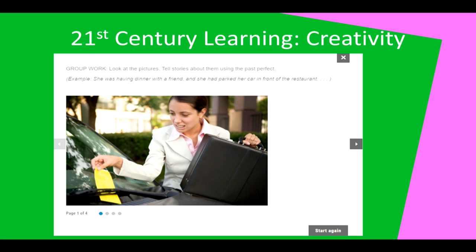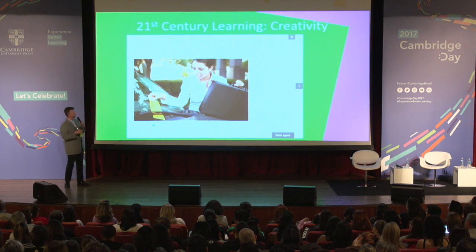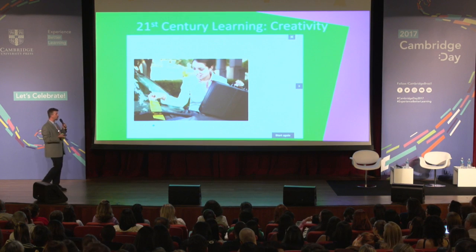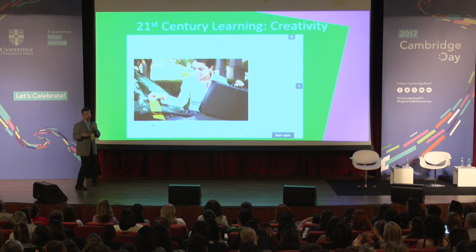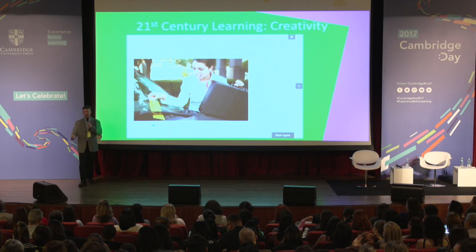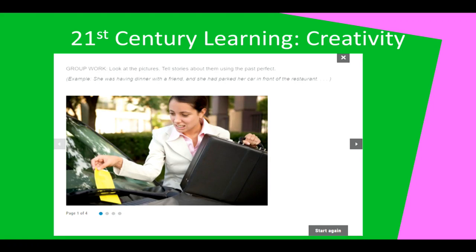So what happened to this woman in the picture? She got a ticket, yeah. So the example that we can give here was she was having dinner with a friend, and she had parked her car in front of the restaurant. Then she got a ticket, and then the students can talk about how did she feel? Was she angry? Did she tear up the ticket? What did she do?